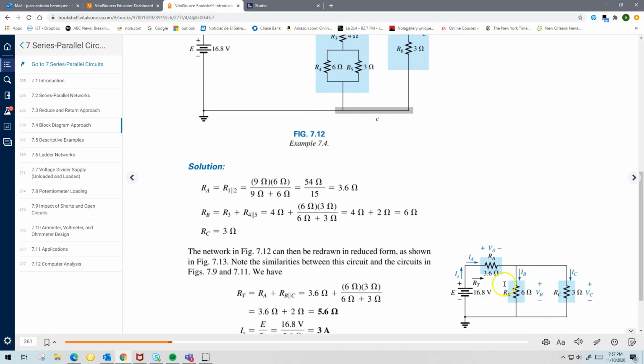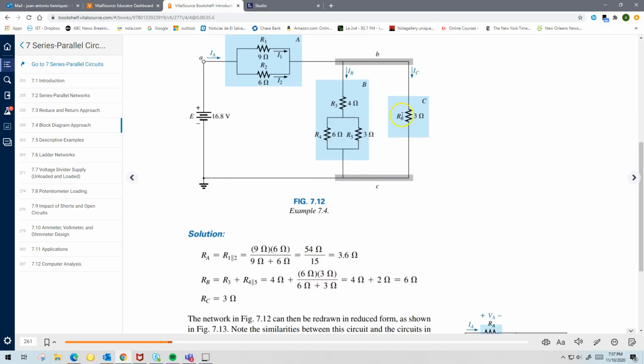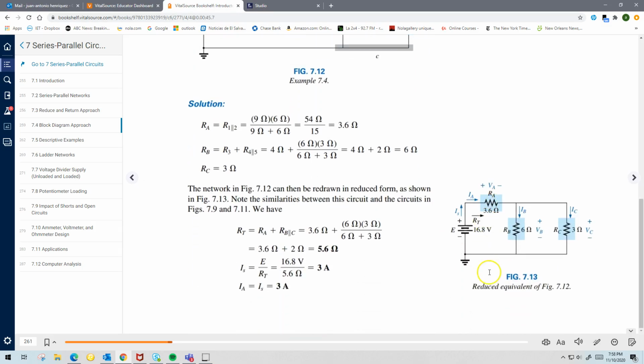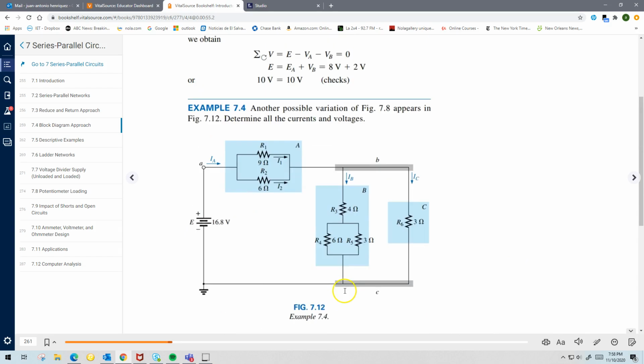That block becomes this. And this one doesn't change, but you can do the same thing for this one, where you have two resistors in parallel, the 9 and the 6. So again, 9 times 6 divided by 15 gives you 3.6 ohms. So this block A becomes this. And now again, you have a simpler circuit that you can manage, like we did in the other ones, right? So now you can find whatever is needed.